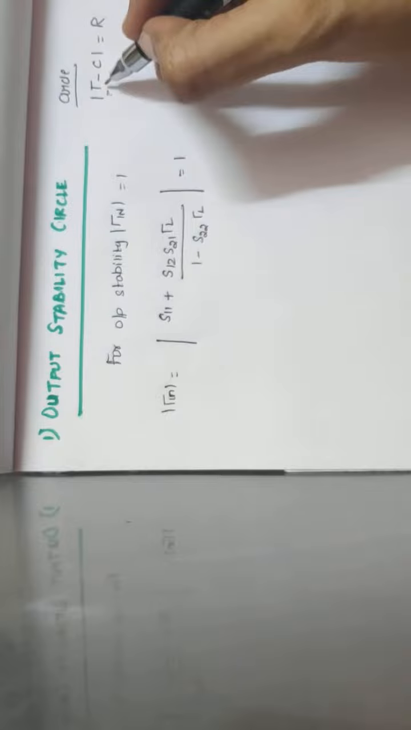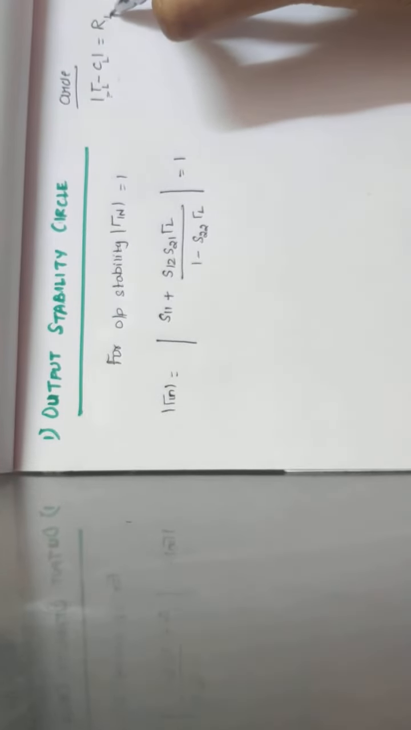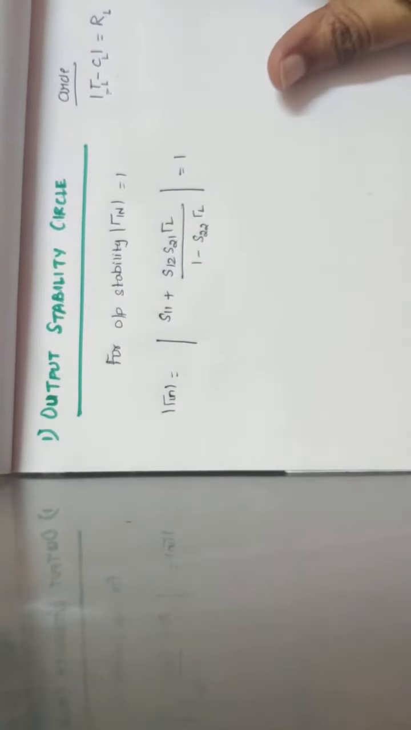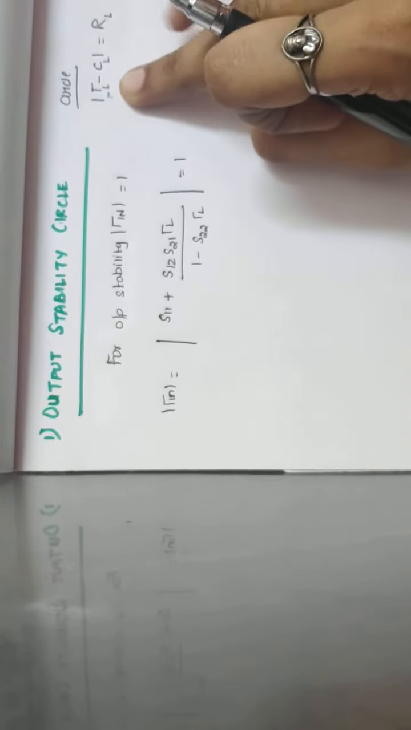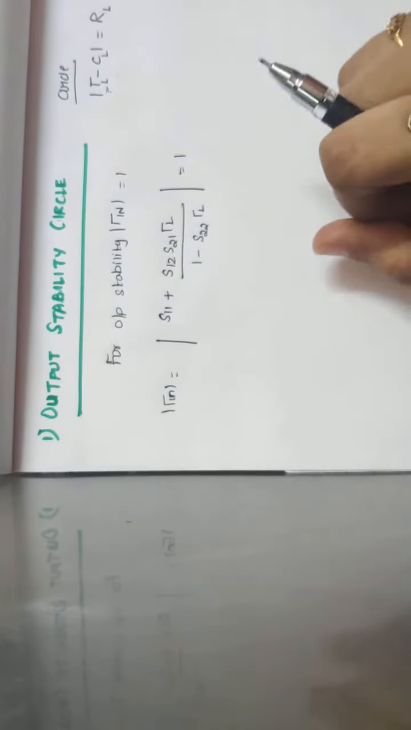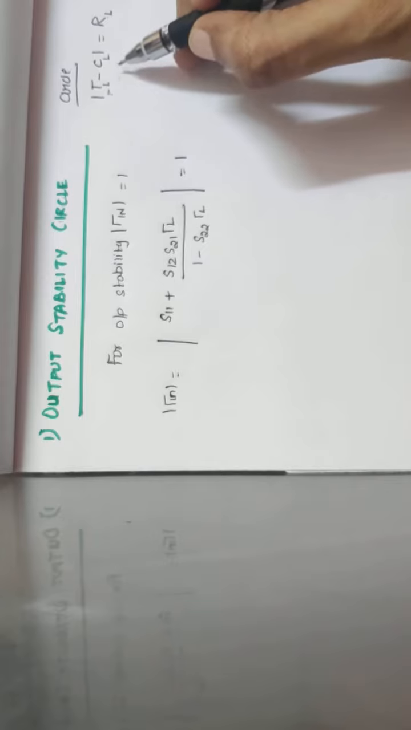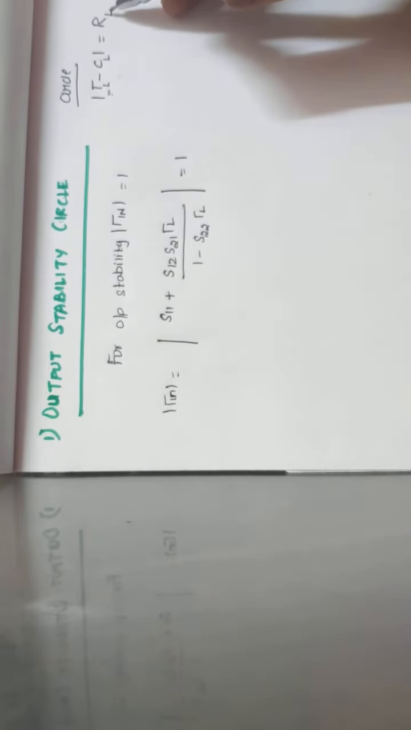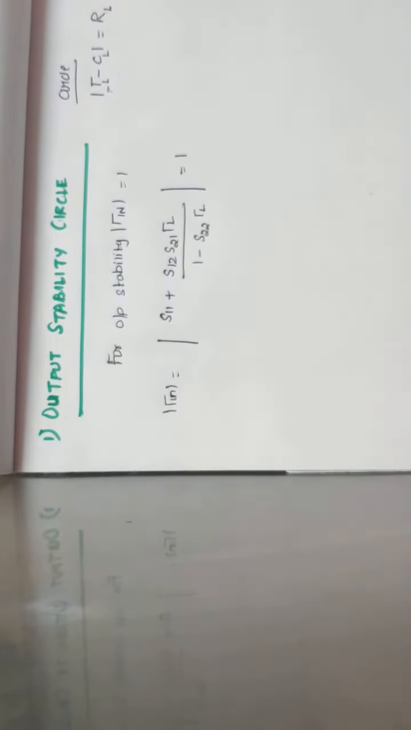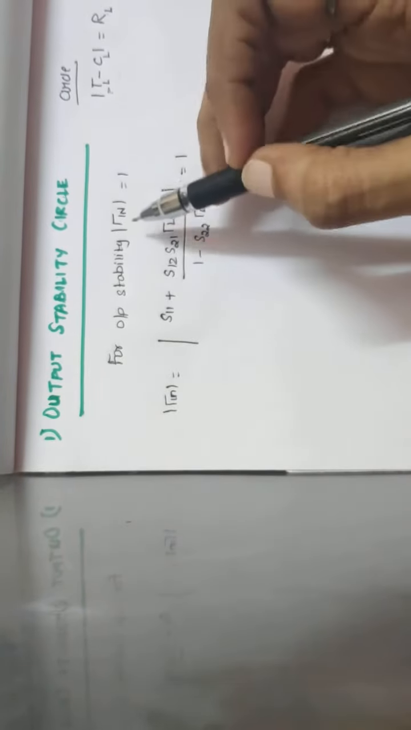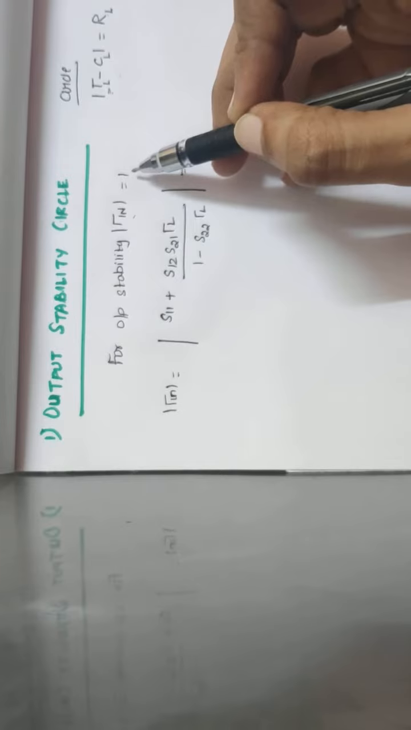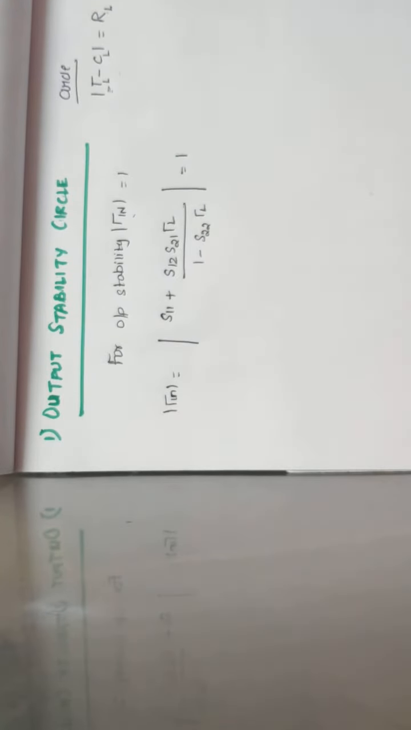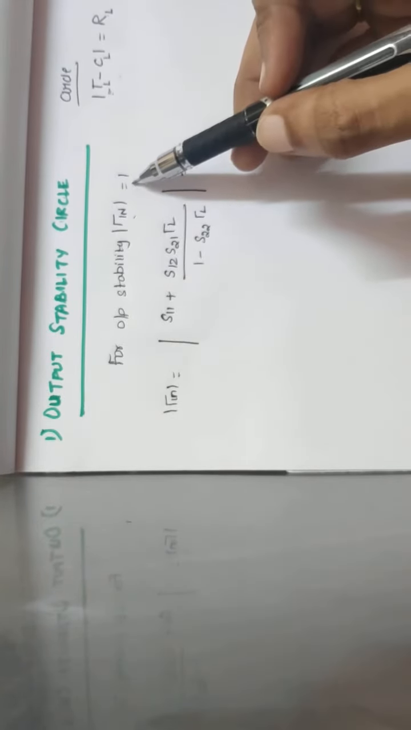If it is the load, it is |ΓL − CL| = RL. So we consider the surface of the Smith chart to be the plane of the load reflection coefficient. CL represents the center point and RL represents the radius of the output stability circle. Now to analyze the output stability circle, I am going to set |Γin| equal to 1, because if it goes greater than 1, we saw that the amplifier becomes unstable and behaves as an oscillator. So the condition is that it has to be equal to 1.